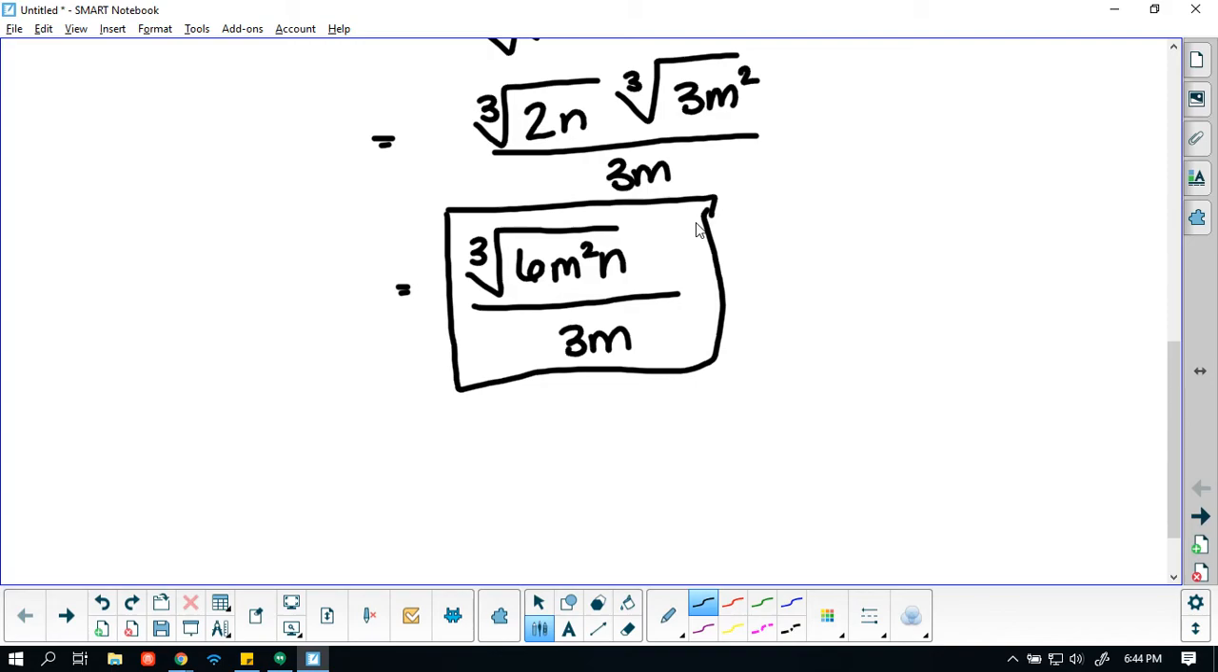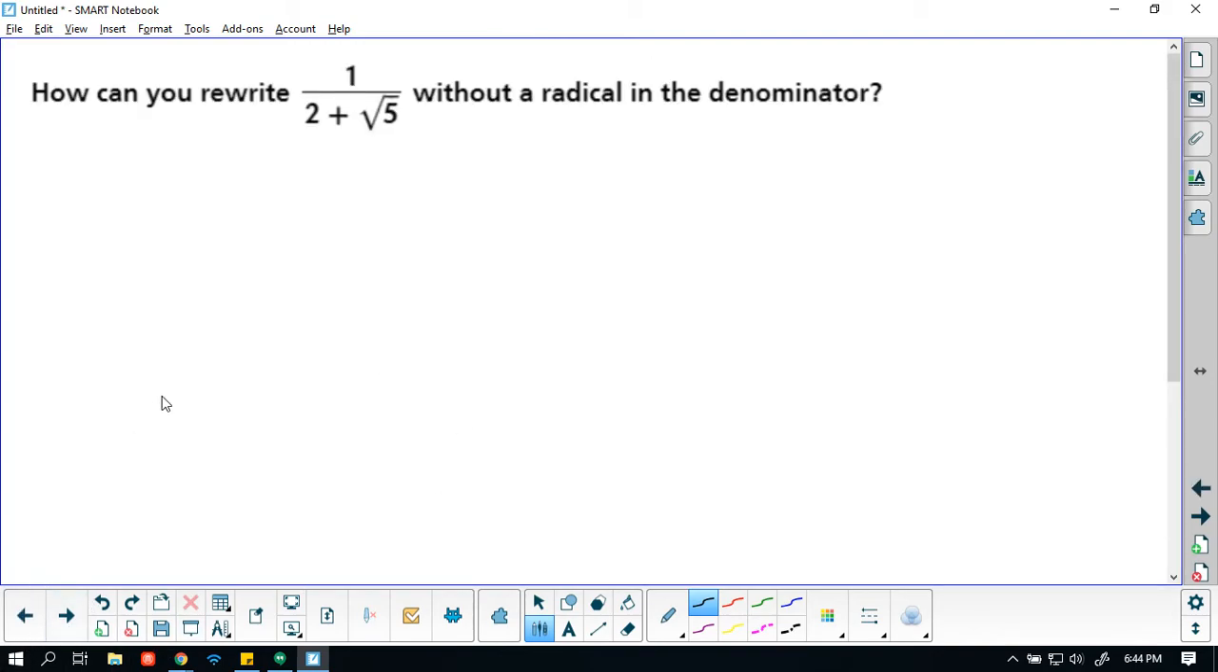Okay, so this is a binomial. This is rationalizing with a binomial. It's not too bad. You just need to make that perfect index number. What happens if this is a monomial? What happens if I go to a binomial? So how can we write 1 over 2x plus the square root of 5 without a radical in the denominator?